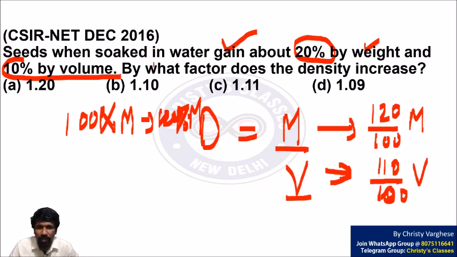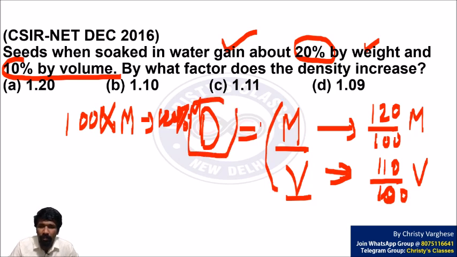Now the question is asking, by what factor does the density increase? Initial density was D or M by V. How that can be connected to the final density, that is the question. So 0, 0 cancels, 0, 0 cancels, 10 and 10 cancels, 12 by 11 you will get. That means we are getting 12 by 11 times. 12 by 11 is what?